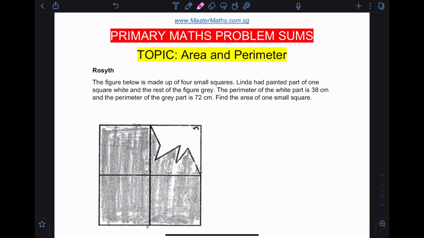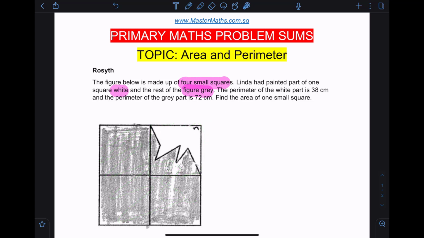Okay, so this is an area and perimeter question from a Rosyth school. The figure below is made up of 4 small squares. Linda had painted part of one square white. As you can see here, part of this is white, and the rest of the figure is grey. So this square here, only part of it is white, and the rest of it is grey everywhere else.